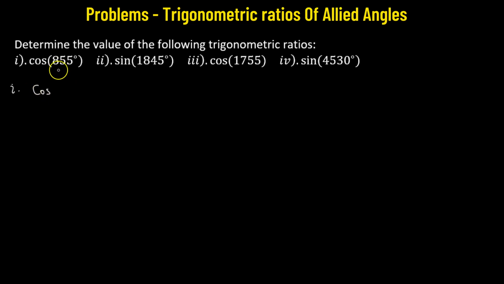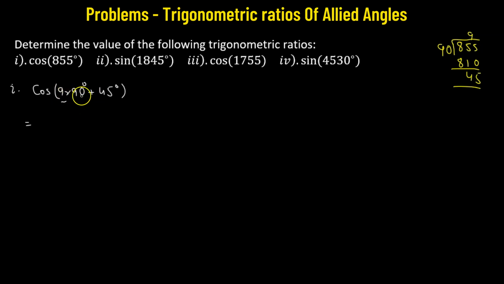What we'll do is try to rewrite 855 degrees as a multiple of 90 degrees. For that, all we have to do is take 855 and divide it by 90. Now we know that 90 times 9 gives us 810. So we have a remainder of 45 degrees, meaning we can express 855 degrees as 9 times 90 degrees plus the remainder, which is 45 degrees. Writing in this fashion, we can now easily compute the value.